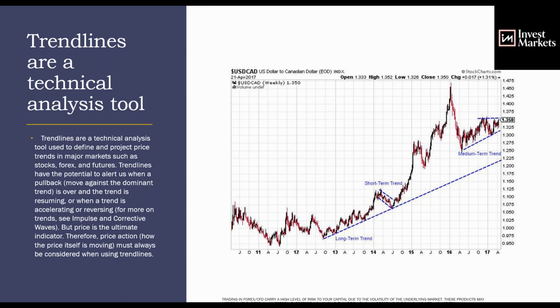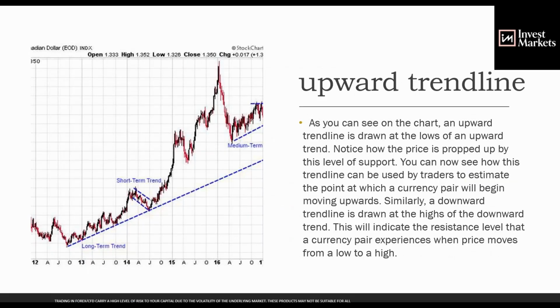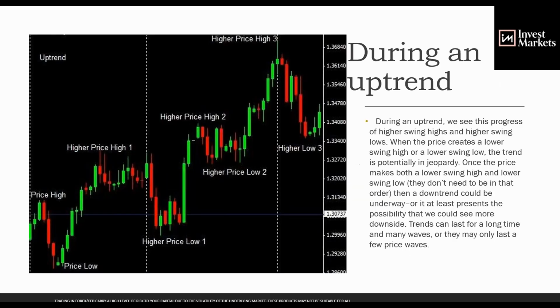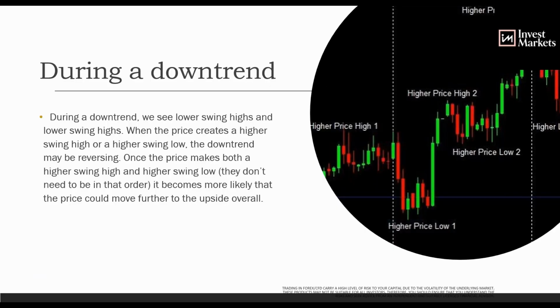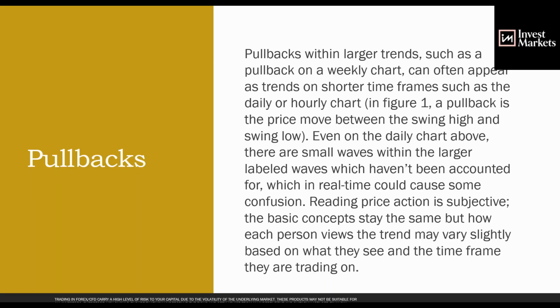Trend lines are a technical analysis tool used to define and project price in major markets. Now, as you can see, an upward trend line is drawn at the lows of an upward trend. Notice how price is propped up by this support level. During an uptrend, we see this progression of higher swing highs and swing lows. During a downtrend, we see just the opposite.